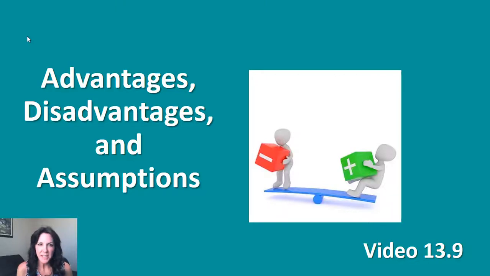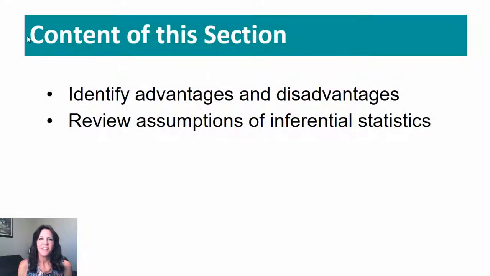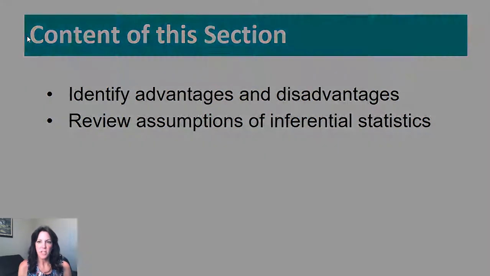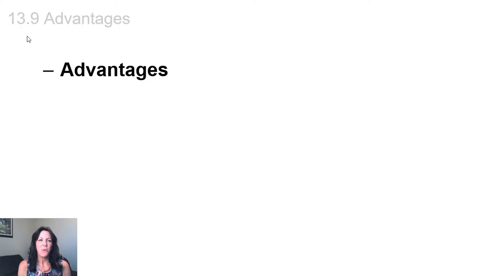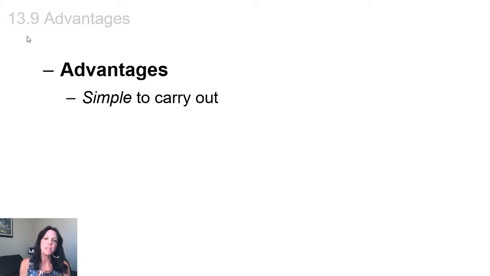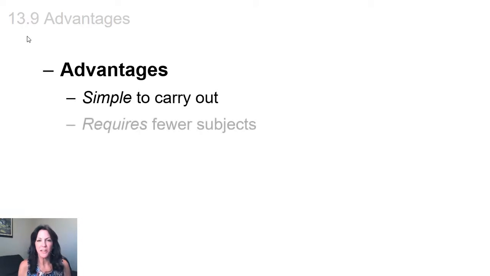Let's wrap up this lesson by talking about the advantages, disadvantages, and assumptions involved in factorial designs. So we're going to talk about advantages, disadvantages, and really the assumptions are about inferential statistics in general. So advantages. A factorial design is simple to carry out, relatively simple. Now you might be saying, but it's just because it's new to you. But once you get the hang of it, it's really pretty simple to carry out.